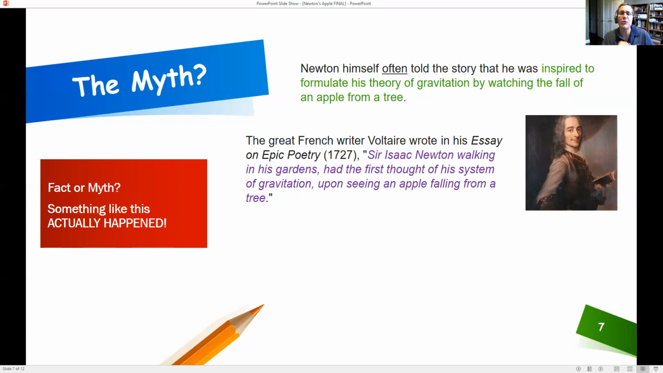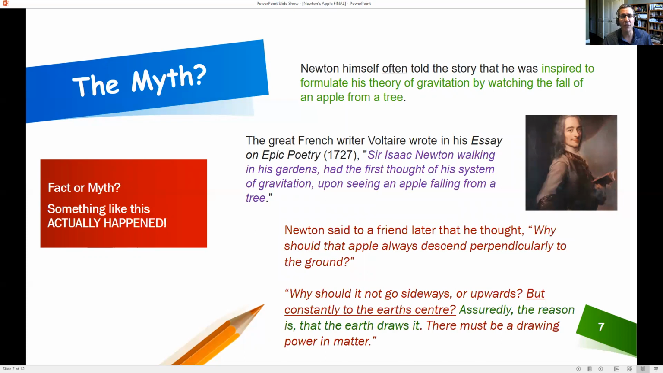In fact, the great French writer Voltaire wrote, as you see on the screen there, in his essay on epic poetry, 1727: "Sir Isaac Newton, walking in his gardens, had the first thought of his system of gravitation upon seeing an apple falling from a tree." So Voltaire knew people who knew Newton, and he said this is a true story as he understood it.